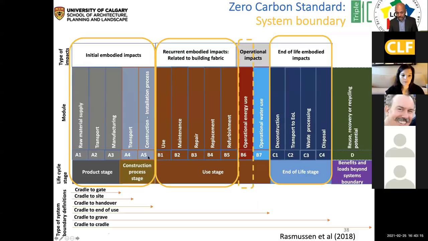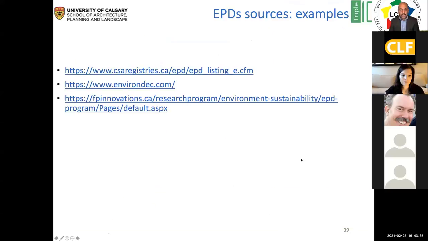So if you are looking at zero carbon, but full life cycle, B6 should also be covered. But if it's embodied impact certification, it should cover what you are seeing in these golden boxes. EPDs, among others, you can get publicly available EPDs for different products in these registries, from international to Canadian specific, and so on.